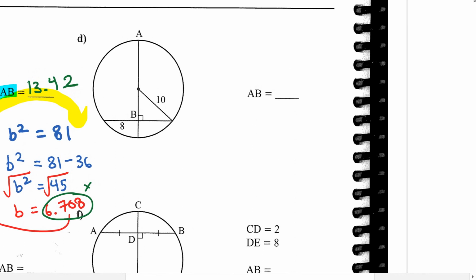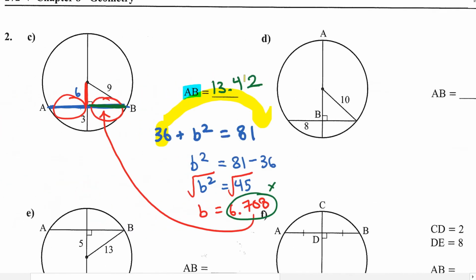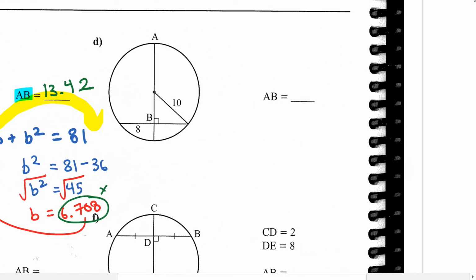Okay, so for letter D, I need to solve for AB. Now, where's AB? AB is this distance right here. So let's go ahead and break this down. If this length here is 8, then that means this length over here has to be 8.